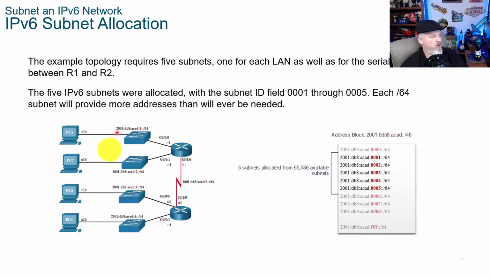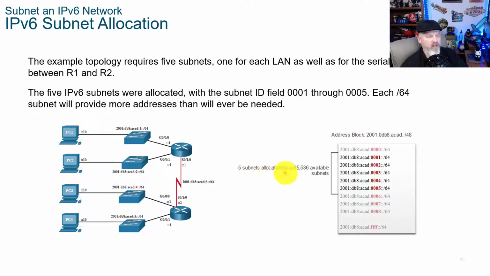So we need 1, 2, 3, 4, 5. We're doing a VLAN here, a VLAN here, a VLAN here, a VLAN here, and one in here. On the example here, it looks like that. So the 5 v6 subnets were allocated, and we just gave them 0001, 0002, all the way up to the 5, and we could keep going.